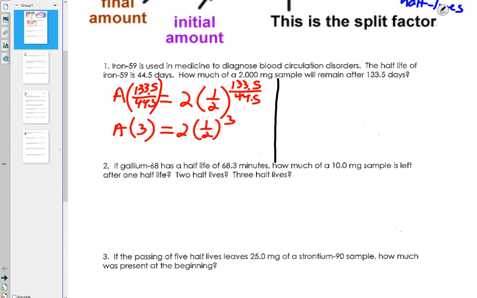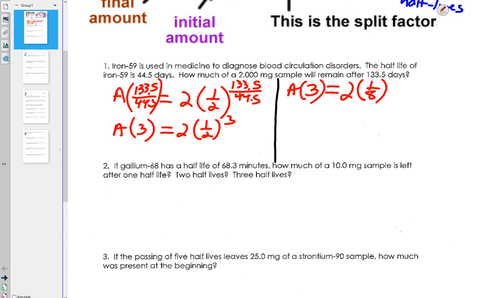One word. Say it again. Distribute. Good. So the amount after 3 half-lives is equal to 2 times 1 over 8. What? How'd you get 1 over 8, Mr. Romero? I don't get it. What's 1 to the 3rd power? What's 2 to the 3rd power?